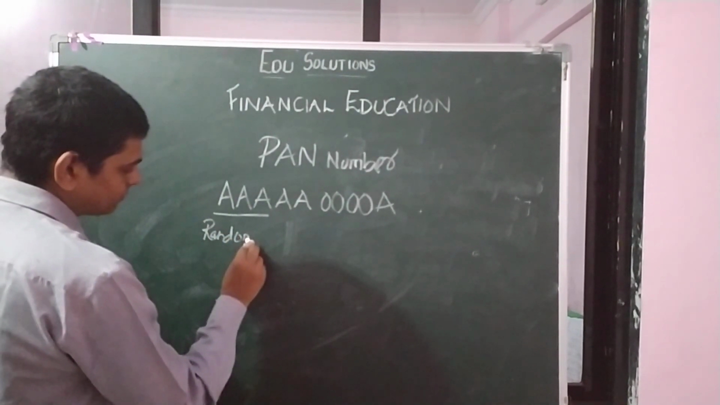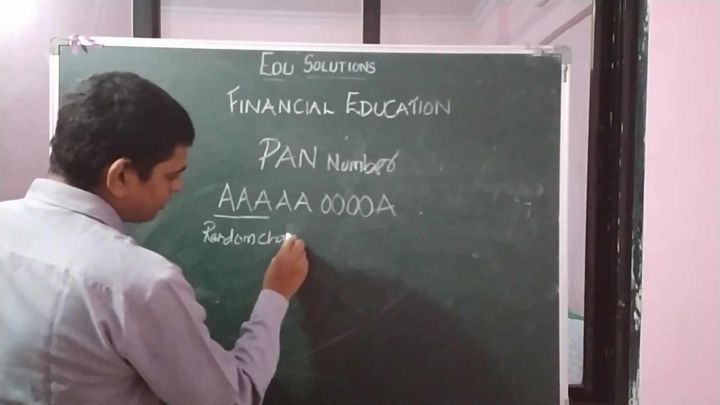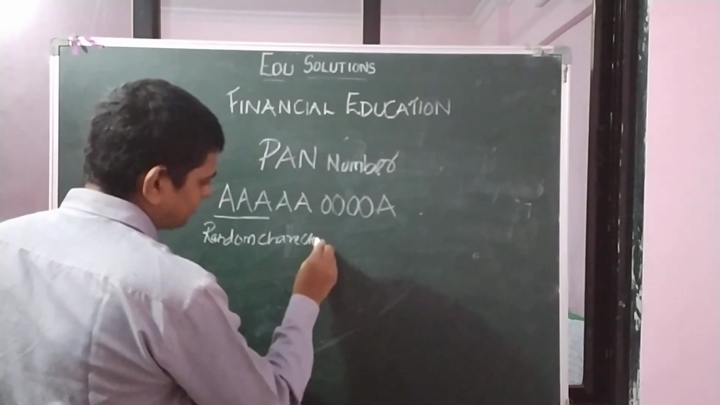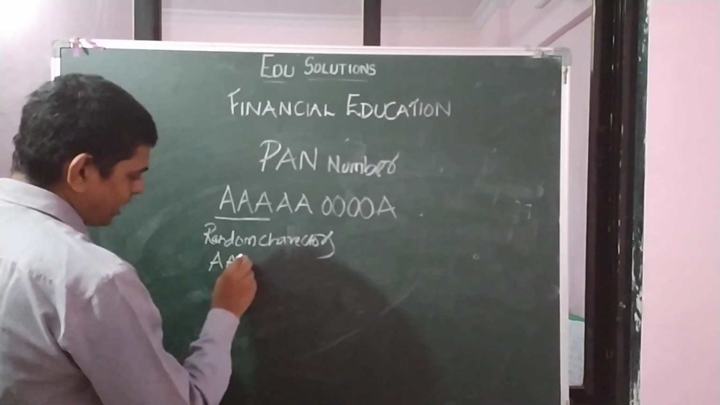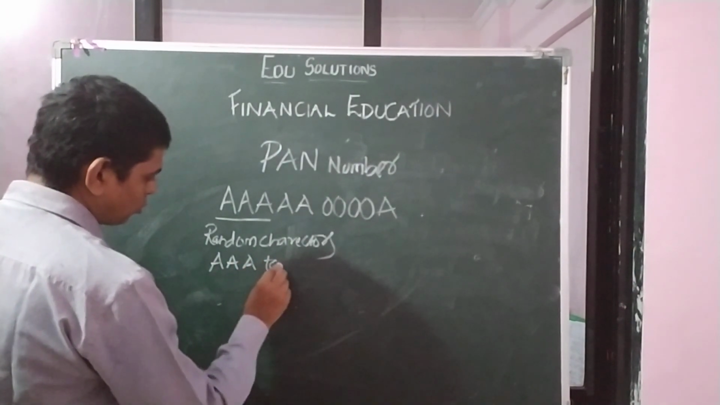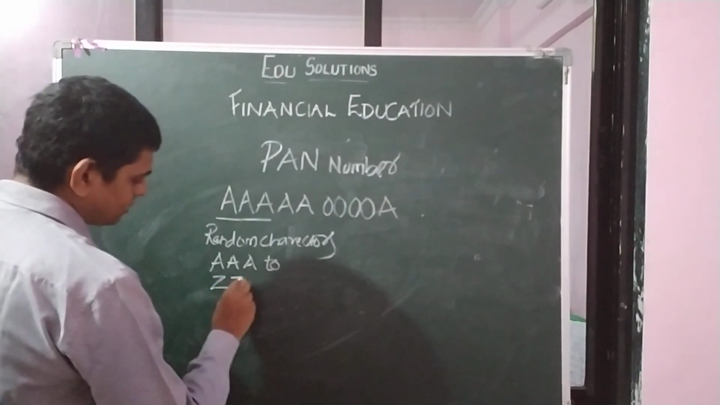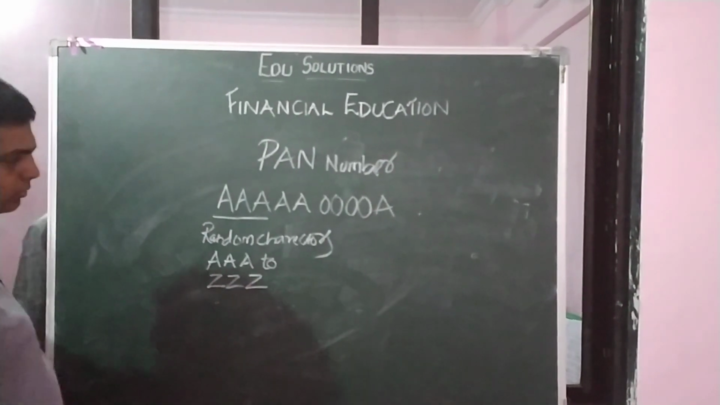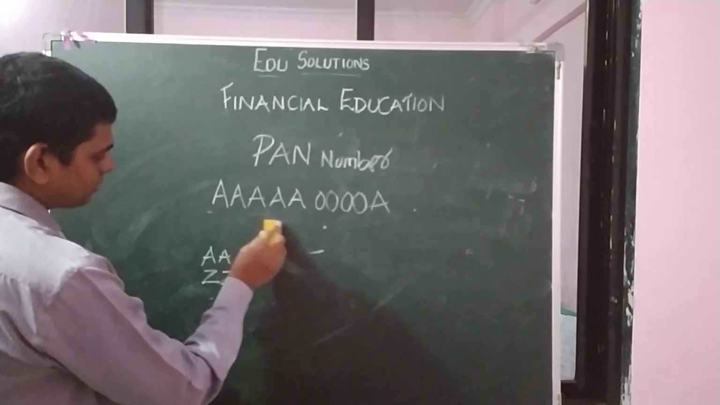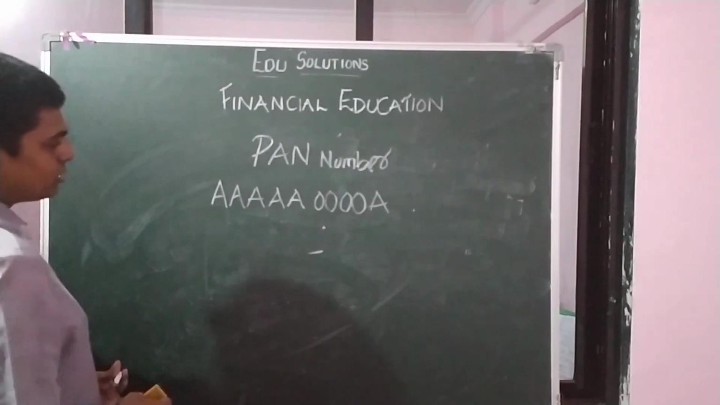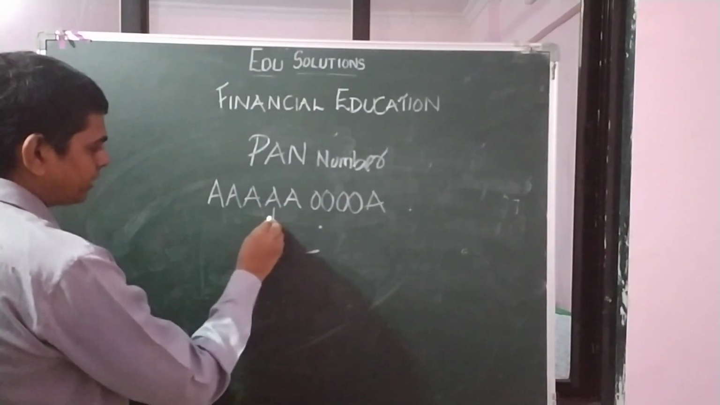random characters, which vary from A to Z. Okay. Now let's see what's behind the next character, the 4th character, which is actually the entity type.